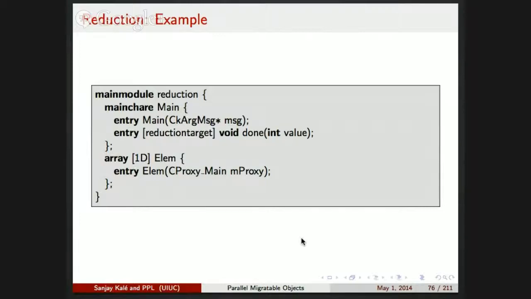So this is just saying that when we tag a method as a reduction target, in this case, we know there's going to be some sort of reduction that's going to be called, and it's going to end up with an int as the result, and that will end up here.